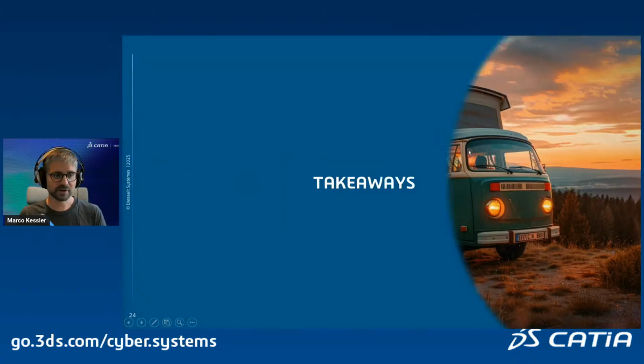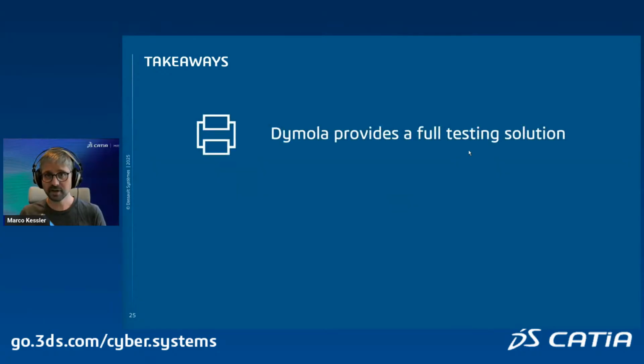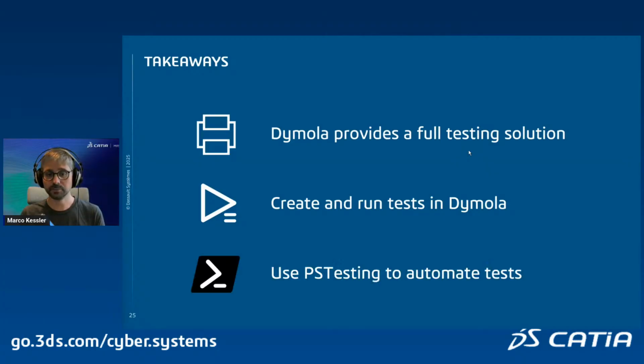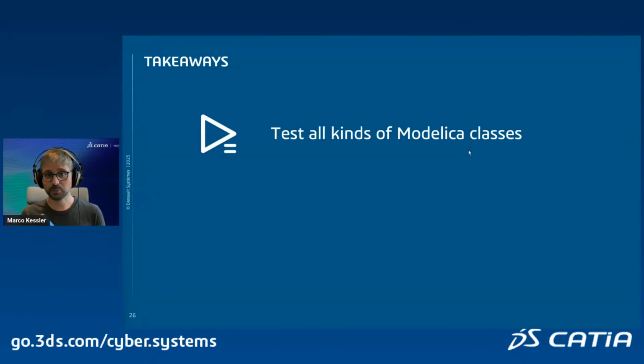Okay, so now we're coming to an end. Takeaways of today's masterclass. First, I hope I was able to convince you that Dymola provides a full testing solution for Modelica models. With the testing library, you can create and run tests inside Dymola. And with the PowerShell module, PS testing, you can automate test execution on the command line and execute your tests on a build server.